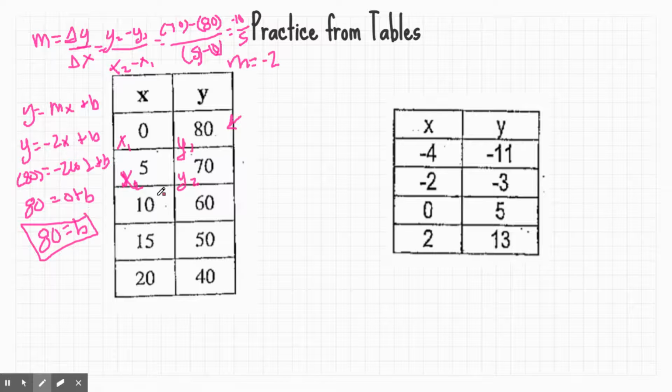And once again, I could have found this without calculating, because I know the y-intercept is when it crosses the y-axis. And at the y-axis, x is 0. And since x is 0 is in my chart, I could have just said it was 80 for my y-intercept. So I'm going to plug my slope and my y-intercept in to get my equation y equals negative 2x plus 80.